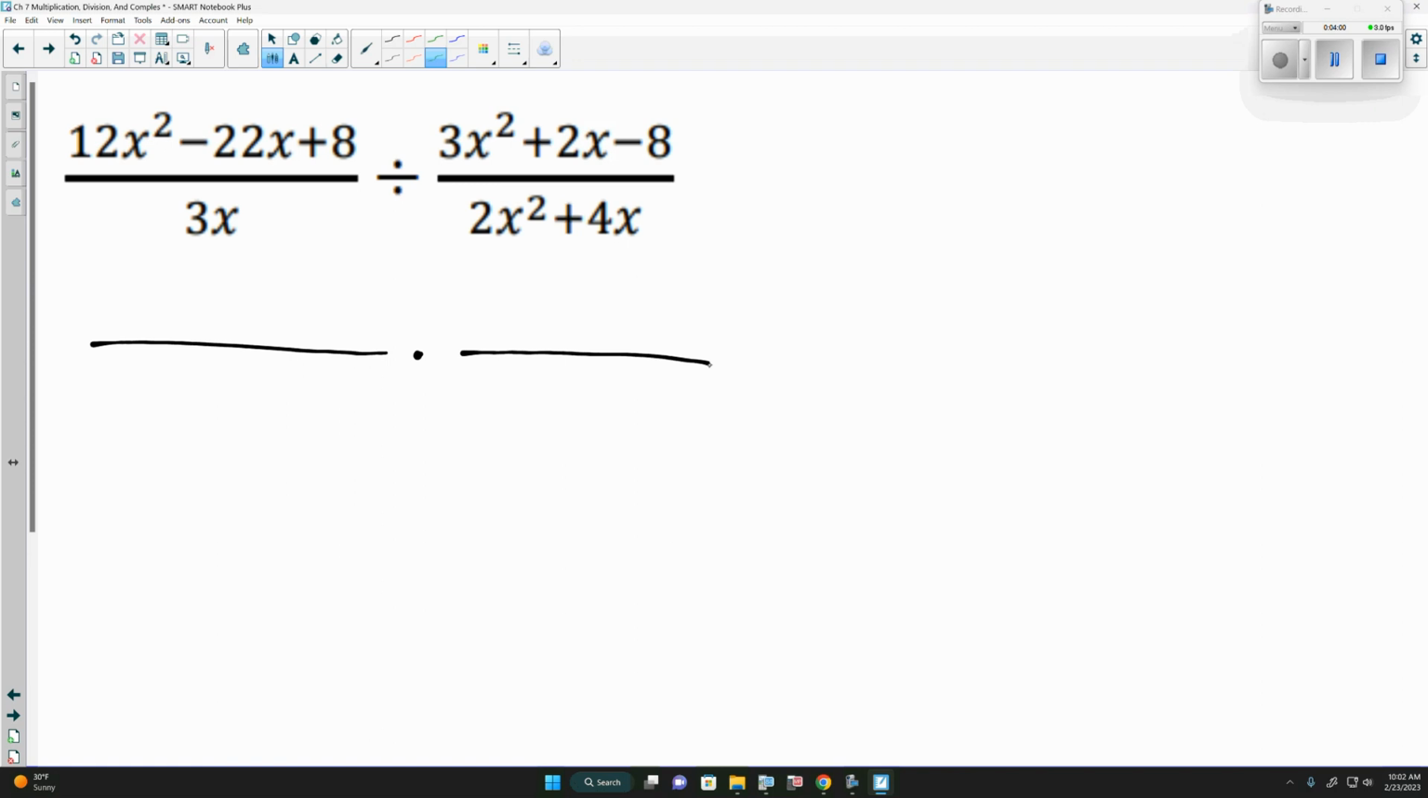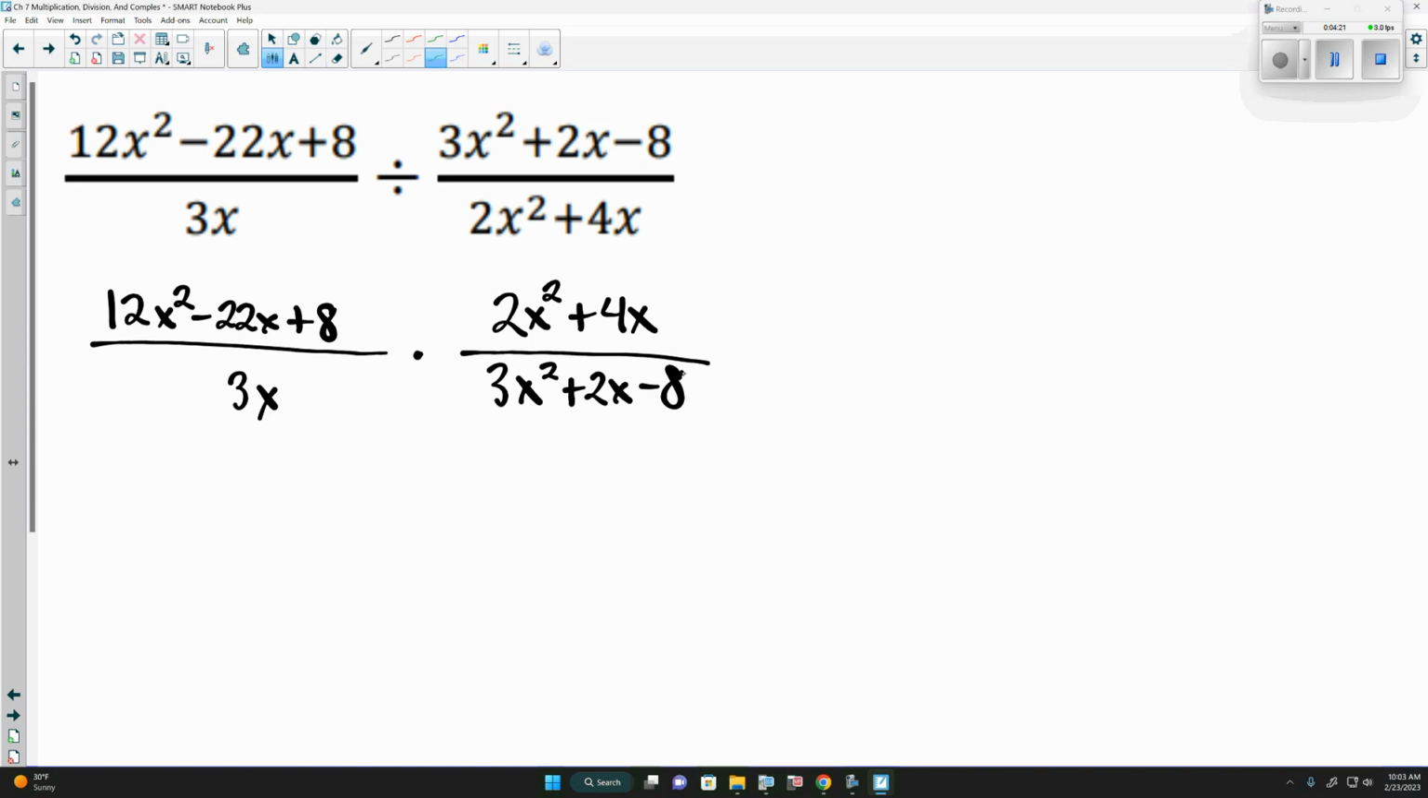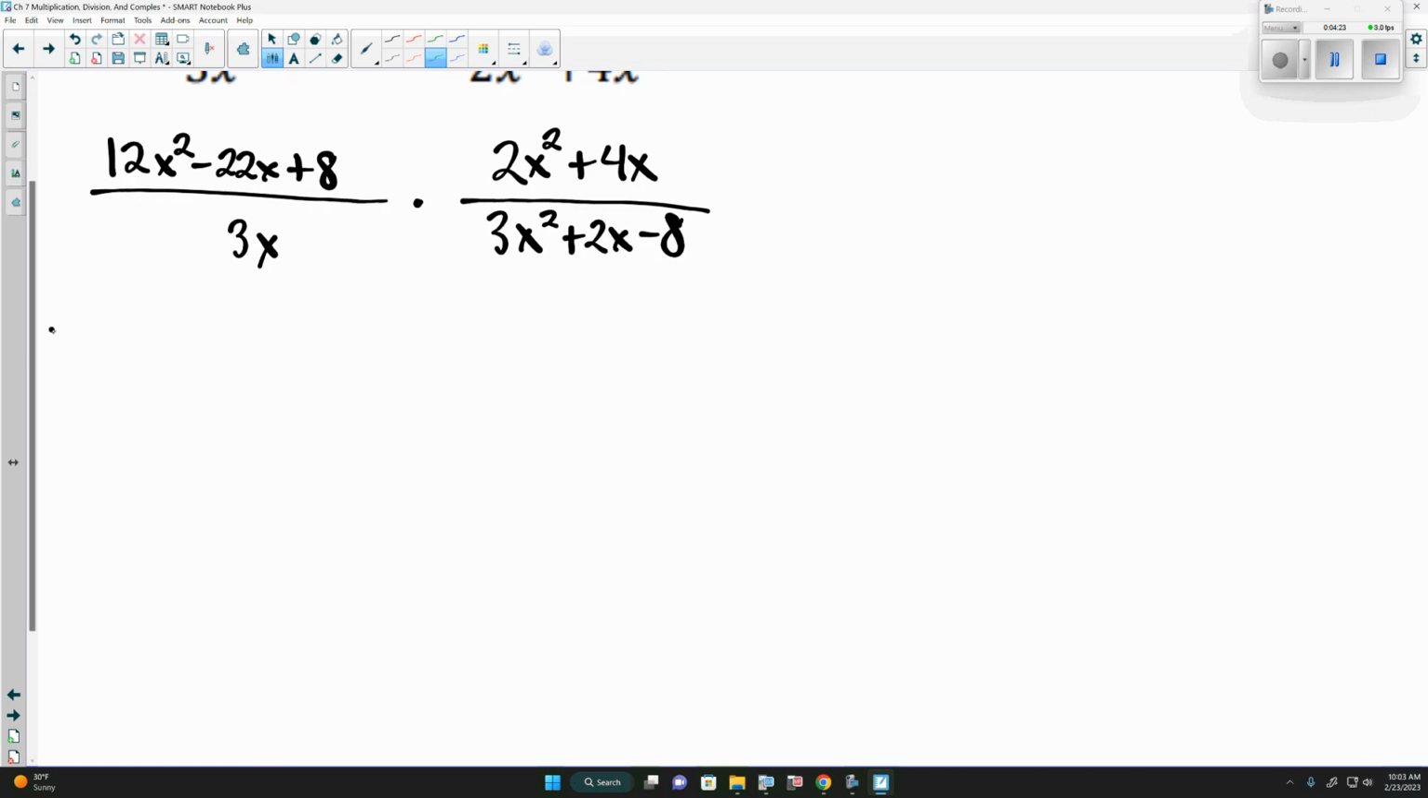Keep, change, flip. So we'll keep the first one the same. So 12x squared minus 22x plus 8 over 3x. Change it from division to multiplication and flip the second. So now our 2x squared plus 4x is on top. And our 3x squared plus 2x minus 8 is on bottom. Keep, change, flip.